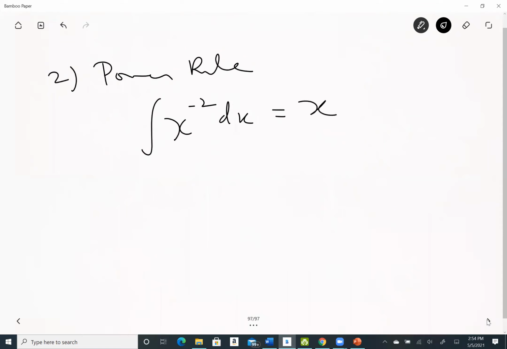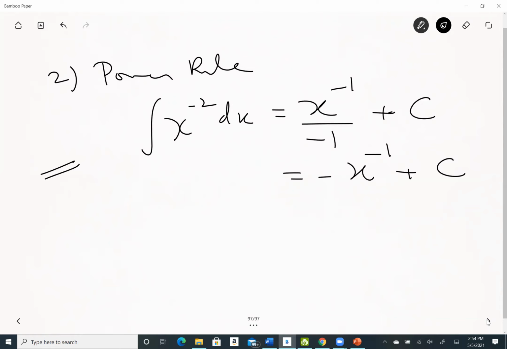So the second rule is the power rule. Okay, I already show you that, so I don't have to write. For example, the integral of x to the power of -2 dx. So increase the power by 1. So what do I get? What's the new power? -1. Okay, -1, divided by -1 plus c. So that will be negative x to the power of -1 plus c. Okay, so that is the power rule, and these are some examples. Look at the book, maybe there are some questions that we can do.